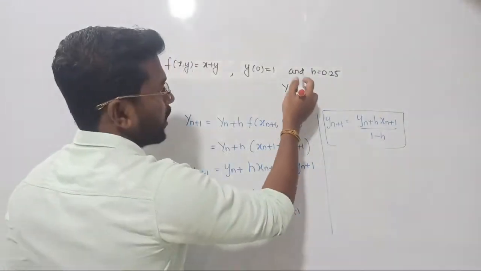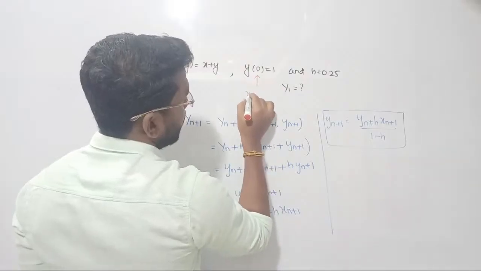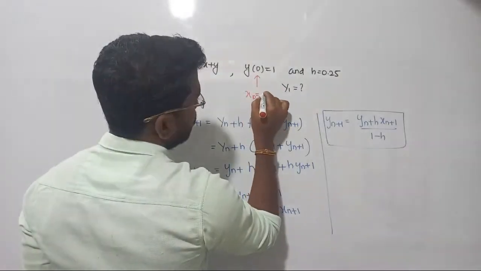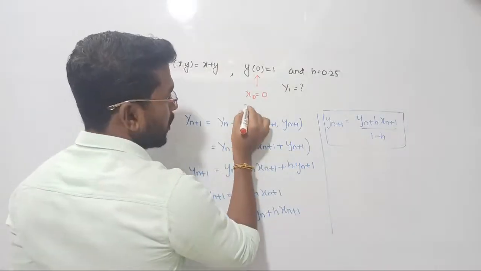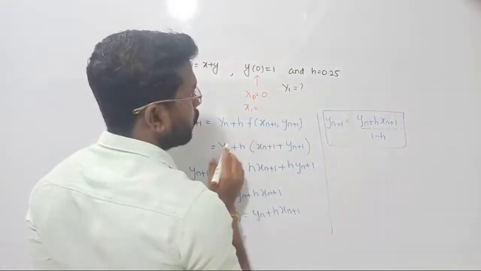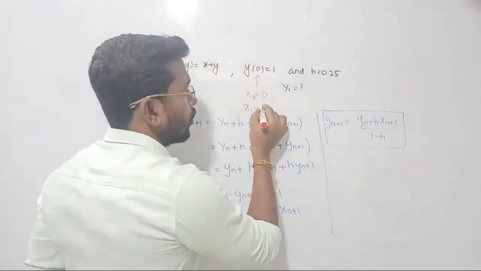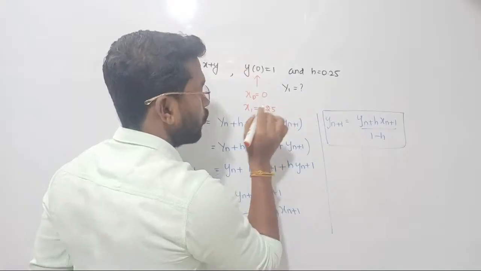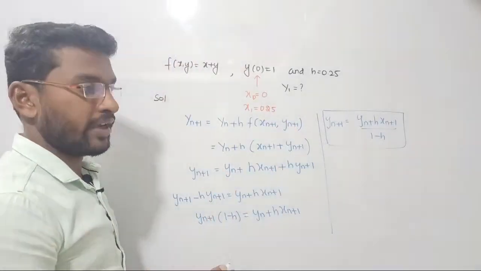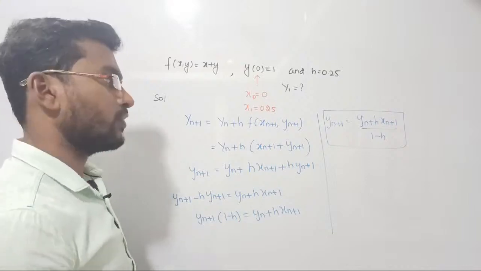Anyway, the question is what? y0 is given now. See there, two initial values are given. x0 is equal to 0. Then what about x1? If x0 is 0, then x1 will become 0.25. Why? Because initially 0, and then with the step size 0.25, automatically x1 will become 0.25. What about x2? 0.5. x3 0.75. x4 1, and then 1.25, 1.5, 1.75 and so on.